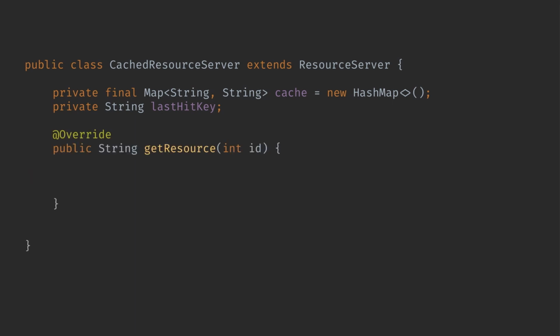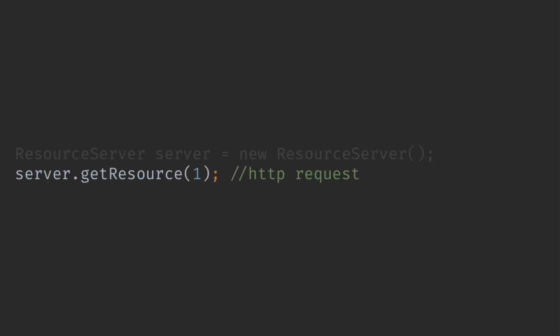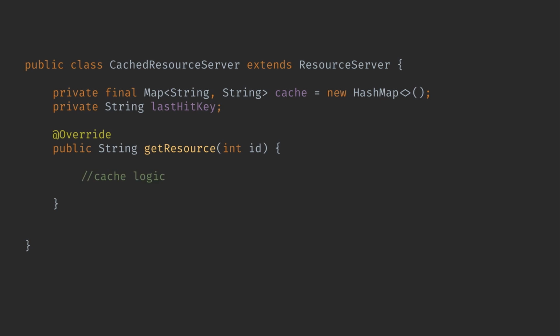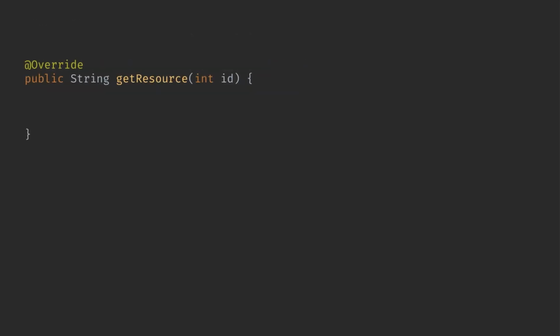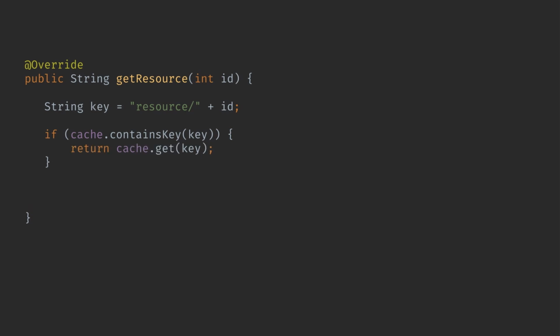Now comes the polymorphism part, where we will override the getResource method from our parent class, and within this method we will also make a request, but with another cache logic. Let's focus on the method now. First thing I need is to create a unique key to identify a cache entry. Then, if our cache contains the key I created, we return the cached content. Otherwise, we call the parent's getResource method to make the HTTP request.